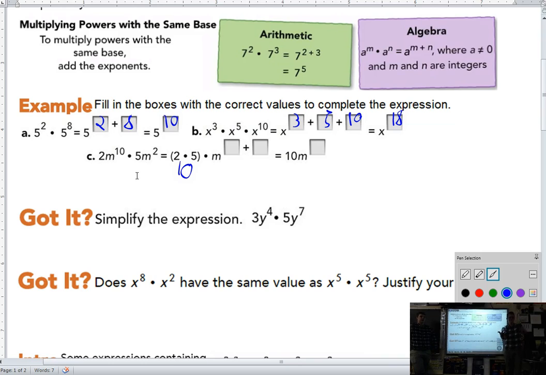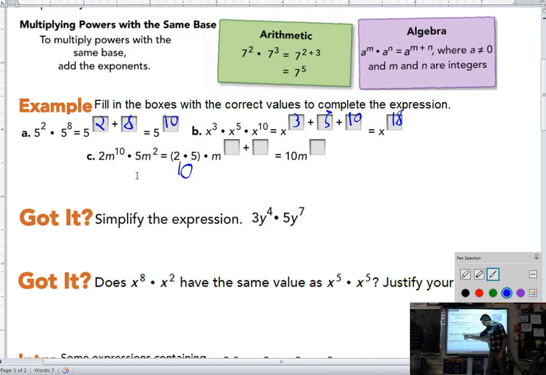5 times 5. Okay, so we have right here 5 times 5 times 5 times 5 times 5 times 5 times 5 all the way to 10, because I have 2 there and 8 there. So why do we add the powers? So it's easier, so you don't have to keep counting. It is because I have 2 5s here, 8 5s there, a total of 10 5s.